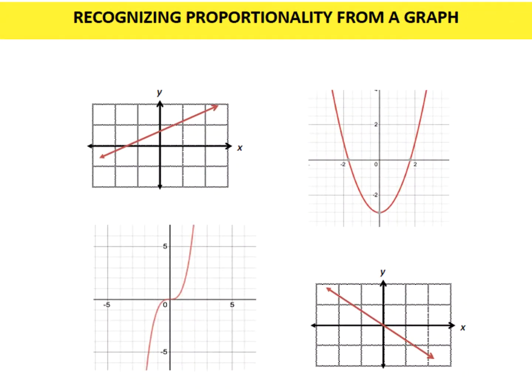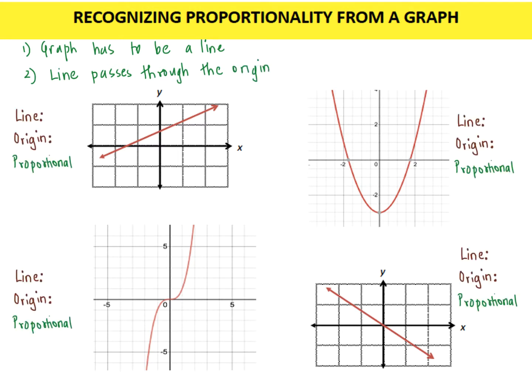To recap, two things have to be true for a graph to represent a proportional relationship. First, the graph has to be a line, and second, the line should pass through the origin. Now let's analyze these four graphs and check if they represent a proportional relationship. Let's look at the first graph here. So, yep, it's a line. So it's a linear relationship, but it does not pass through the origin. That means, nope, it's not a proportional relationship.